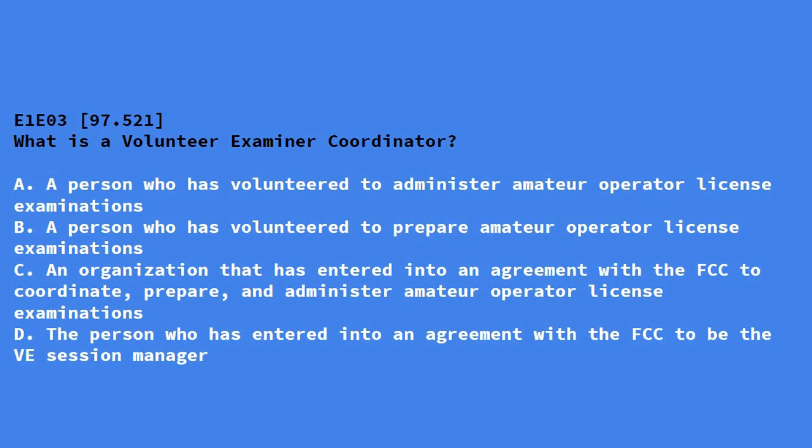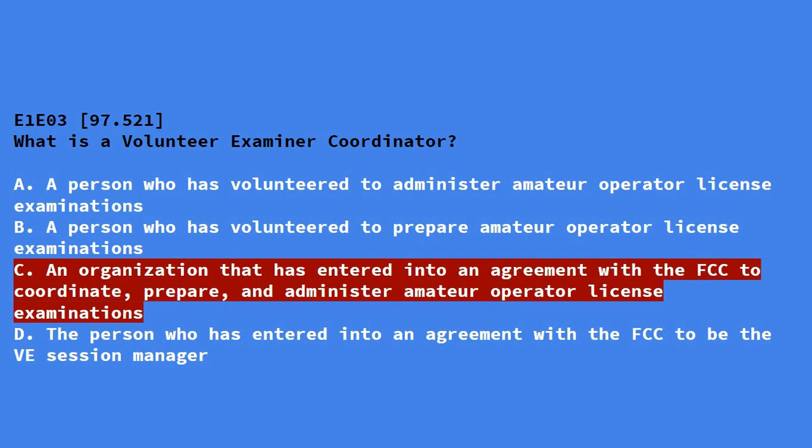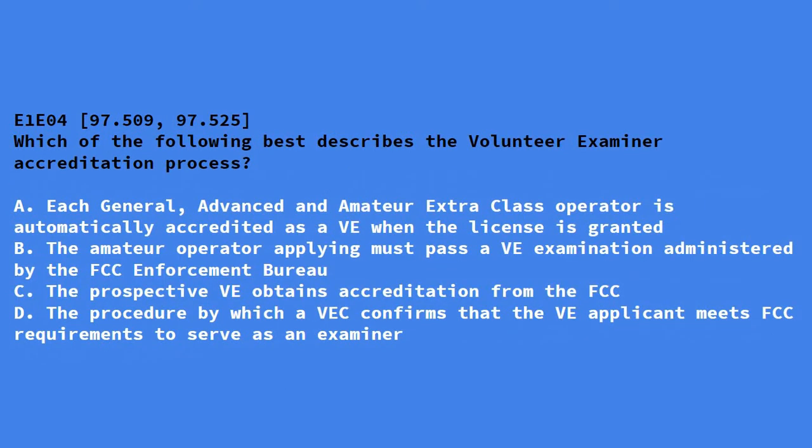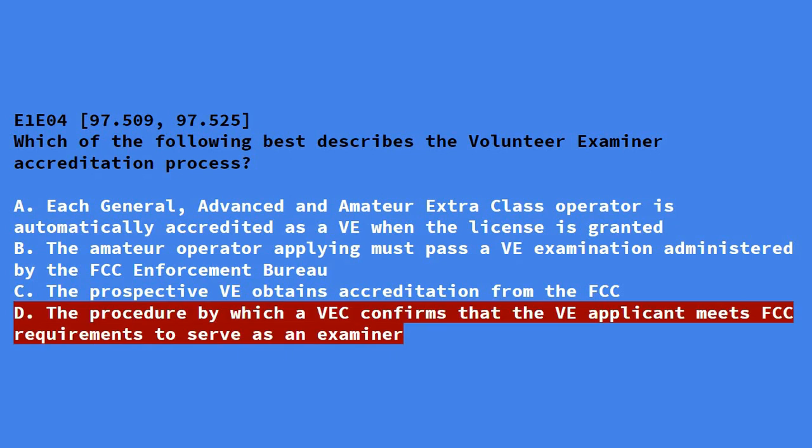E1E03, what is a volunteer examiner coordinator? Answer is an organization that has entered into an agreement with the FCC to coordinate, prepare, and administer amateur operator license examinations. E1E04, which of the following describes the volunteer examiner accreditation process? The procedure by which VEC confirms that the VE applicant meets FCC requirements to serve as an examiner.